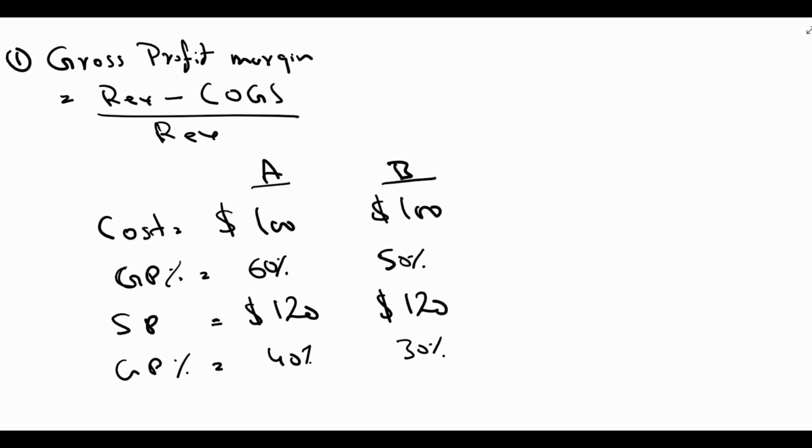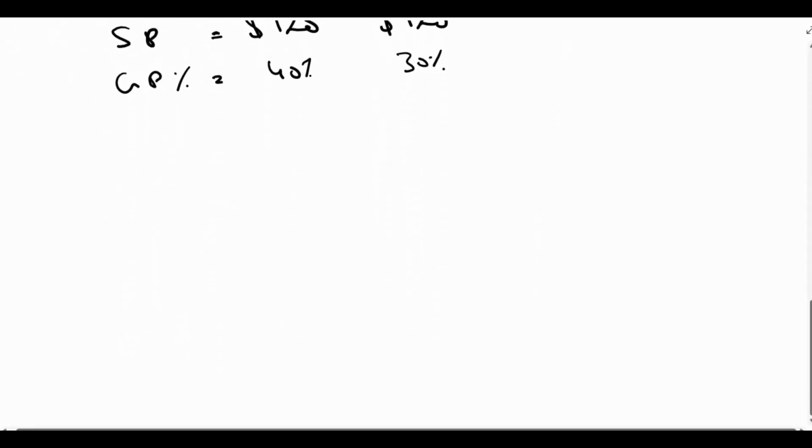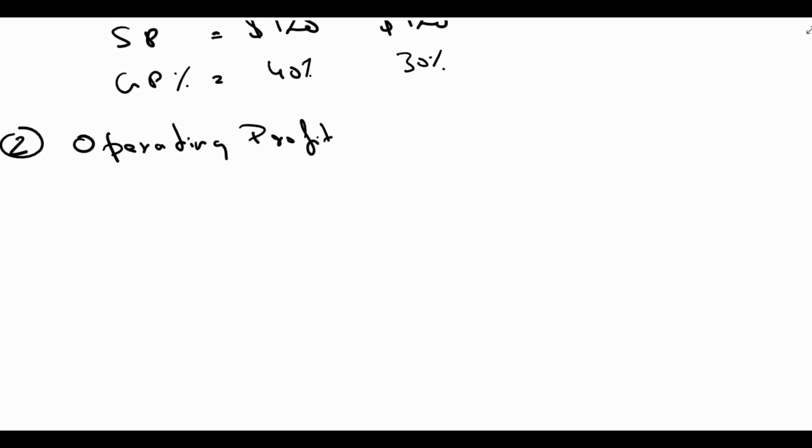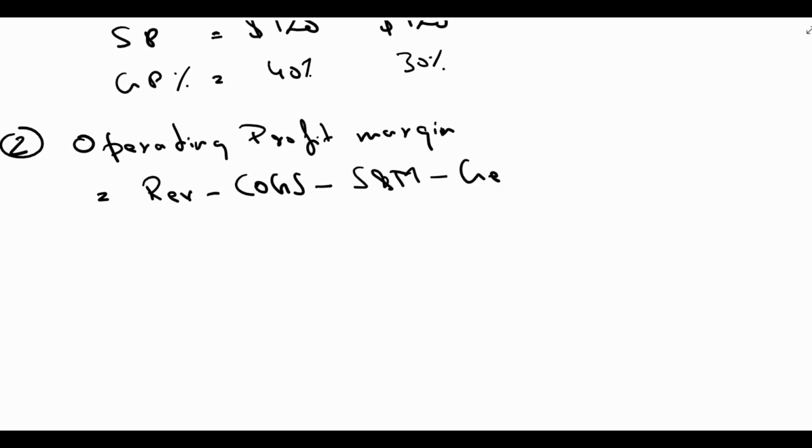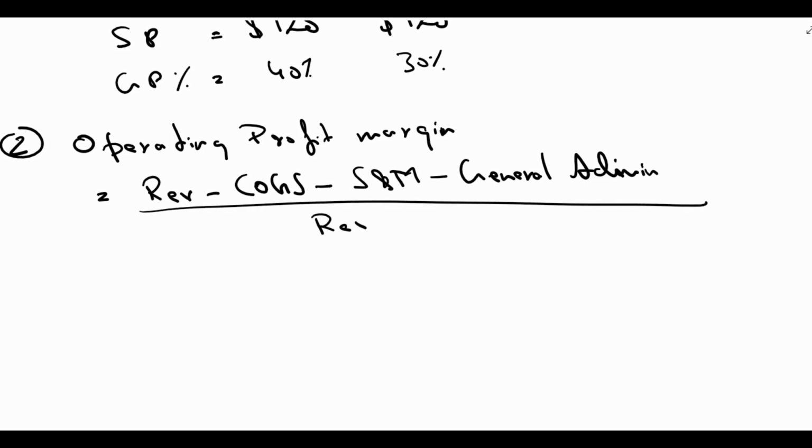Coming to the second margin ratio, you can guess it, it is operating profit margin. Now we just keep on adding the elements. Previously we had revenue minus cost of goods sold. Now we will have revenue minus cost of goods sold, minus sales and marketing expenses and general admin expenses, divided by revenue. This bit gives me gross profit and the whole bit gives me operating profit, divided by revenue.